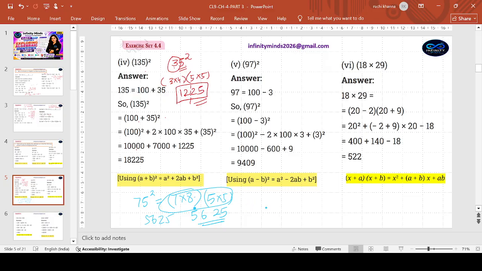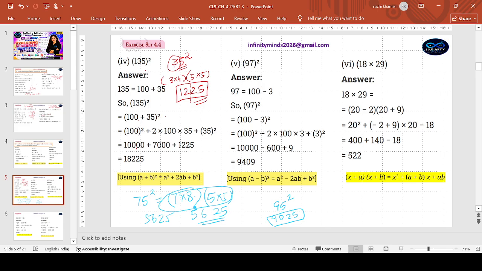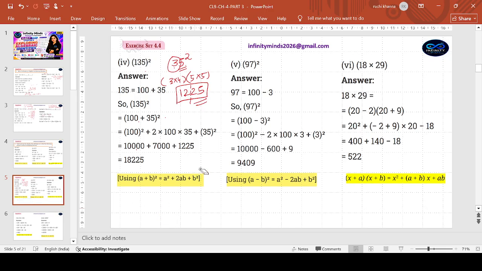Okay, one last for practice. Say even if it's a 95 square. 9 into the next counting number 10, that is 90, and I know 5 fives will end with a 25. See how quick it is compared to if you actually calculate 95 square, even with these tricks. Good, no? Learning a trick for the square of numbers ending with digit 5. Okay, coming to that, so 35 square is 1225.